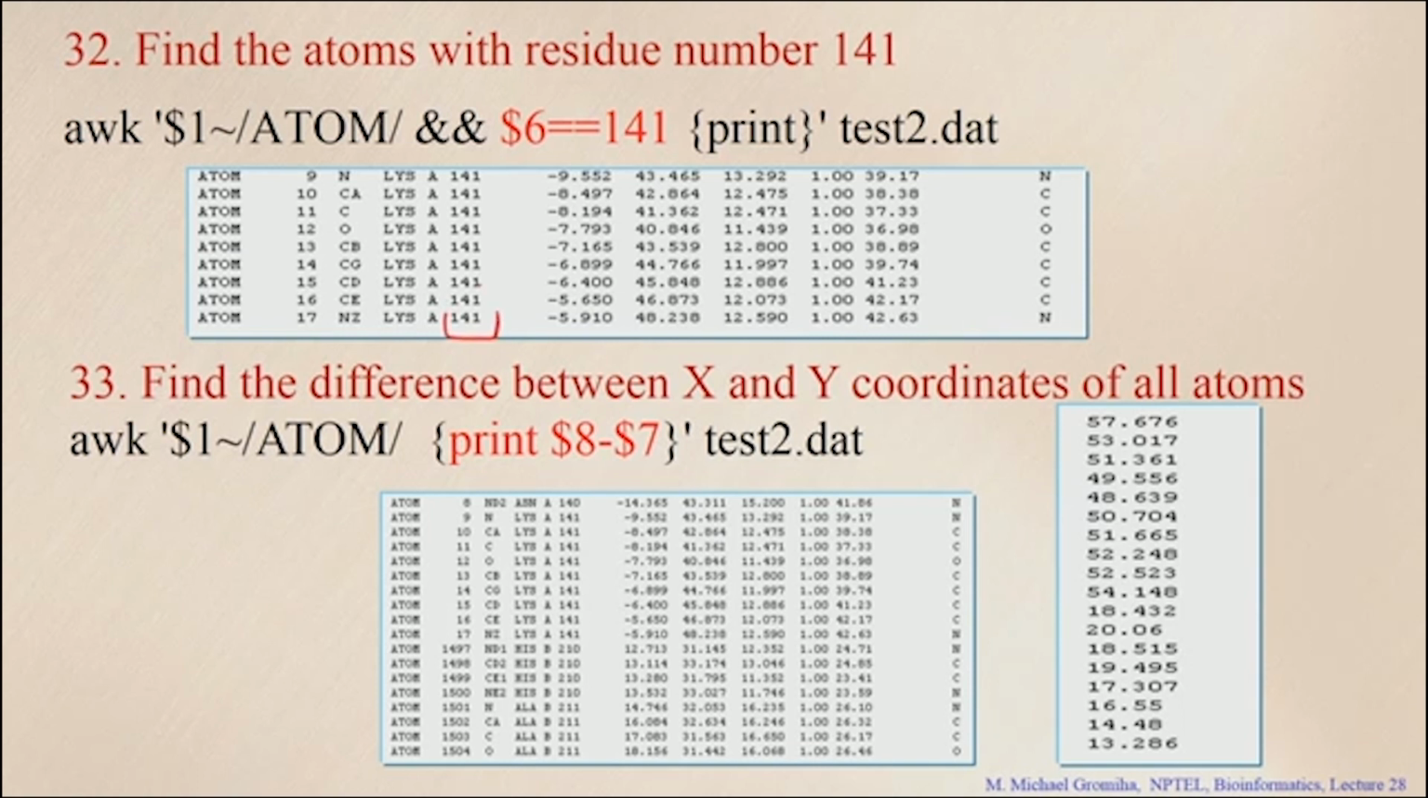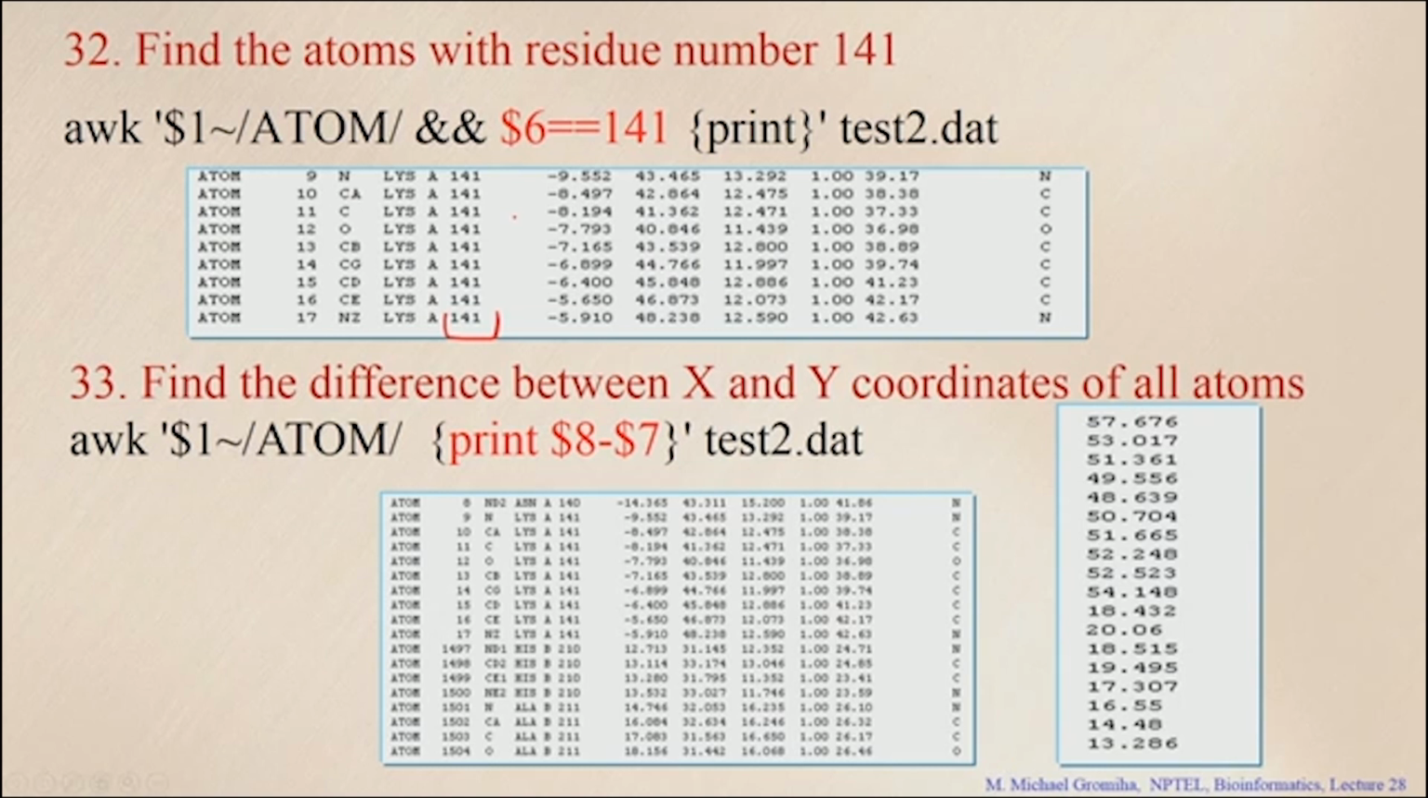This is the residue number, right. So, if you write $1 is ATOM, because we need the ATOM records, and $6, 1, 2, 3, 4, 5, 6, that is equal to 141, okay, this is $6 equal to 141, right, then you print. So, it will print all these things, right. If it is 141 here, then you will print the records.